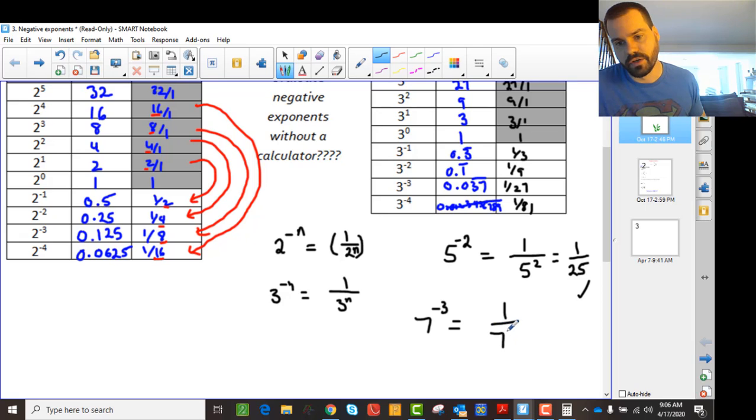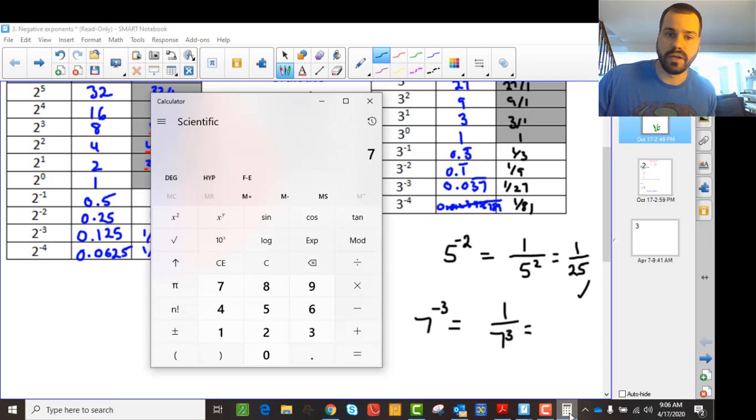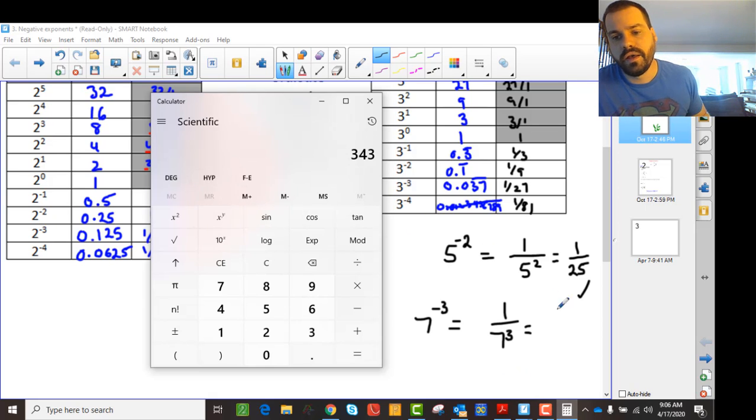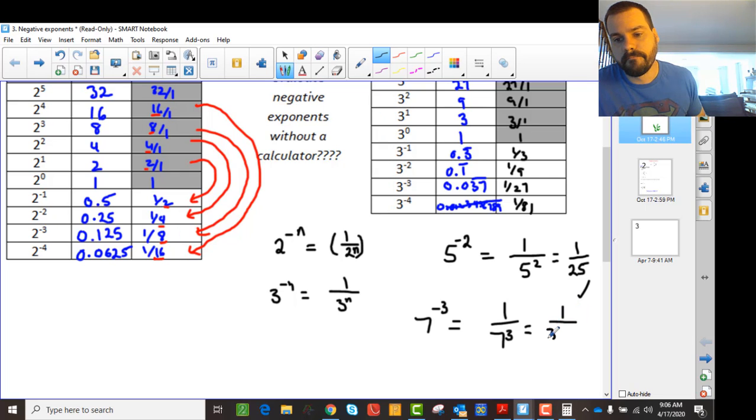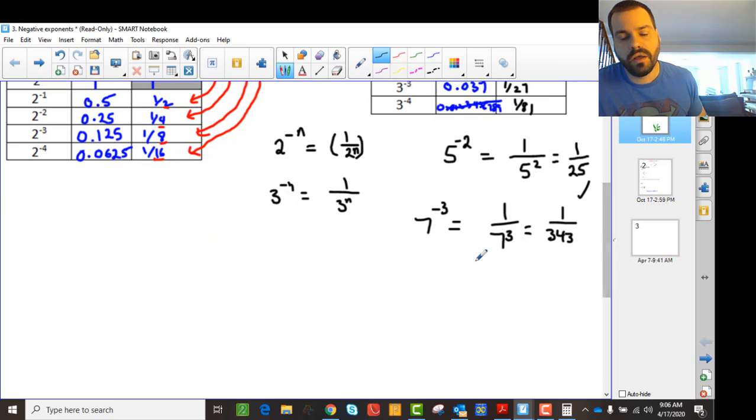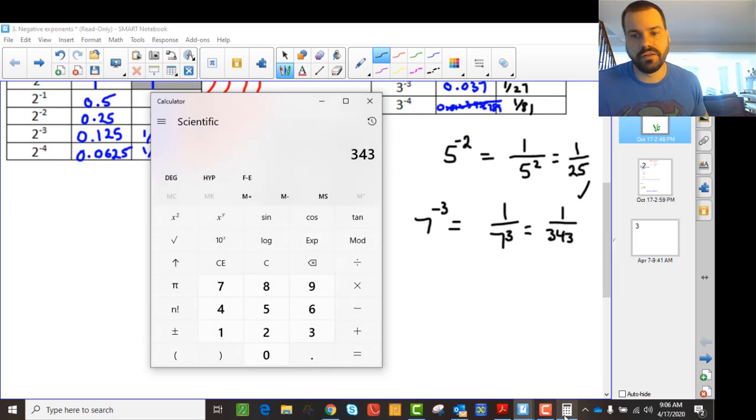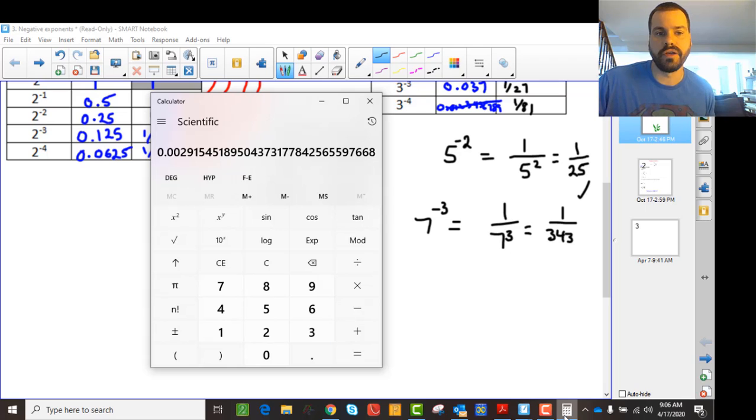So I would say that's 1 over 7 cubed. That's what I'm going to test. And so if I do that, 7 cubed, I don't know what that is right off the top of my head. Maybe you do. If you do, good for you. So let's test that. 1 over 343 is that.